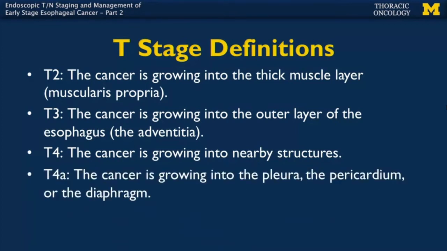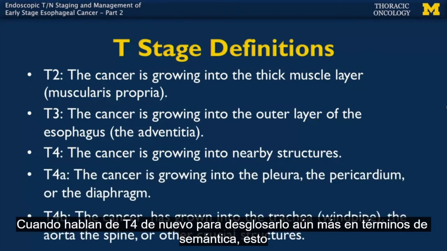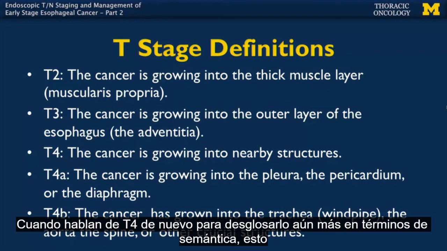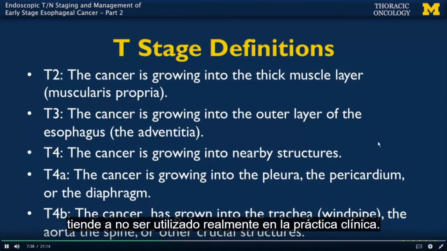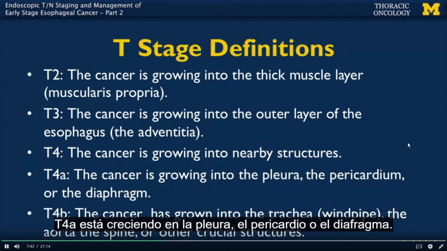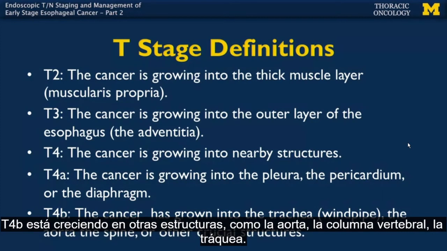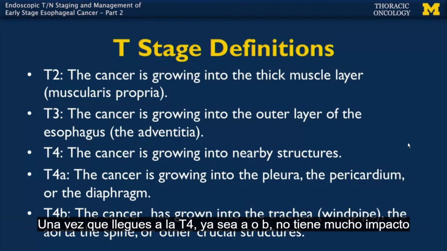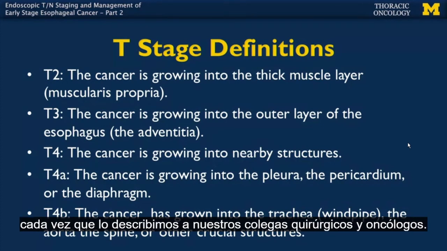When they talk about T4, again, to further break it down in terms of semantics, this tends to not really be used in clinical practice. T4A is growing into the pleura, pericardium, or the diaphragm. T4B is growing into other structures such as the aorta, the spine, the trachea. Once you get to T4, whether it's A or B doesn't really have too much of an impact when we are describing that to our surgical and our oncologic colleagues.